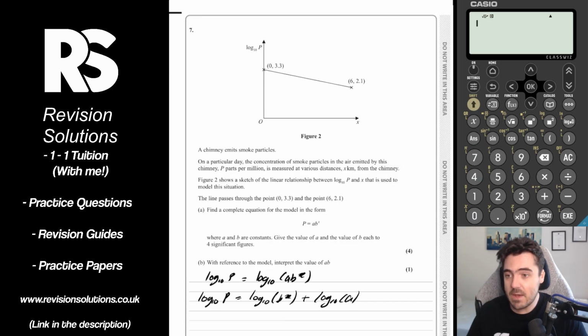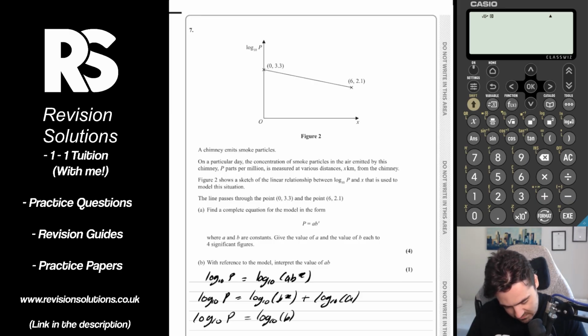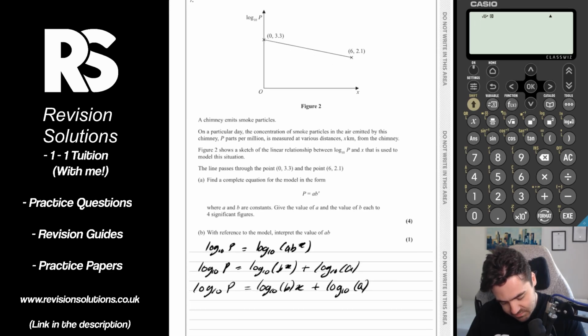And then we can use the power law for logarithms. We can bring that x down from the power and just have it multiplying outside. We have log base 10 of P equals log base 10 of b times x plus log base 10 of a. Now if we compare this to a y equals mx plus c relationship, we can see our y-axis is log base 10 of P, and the x-axis is just x. So that must mean the gradient, m, is log base 10 of b, which we can calculate from the points of the graph.